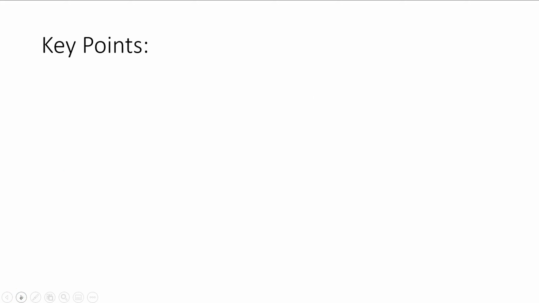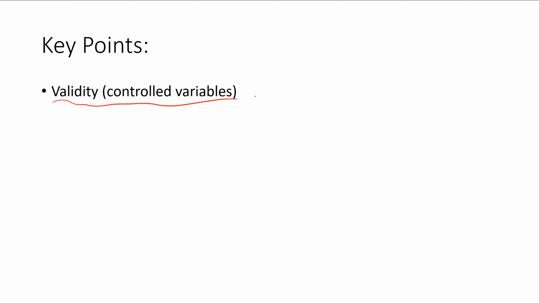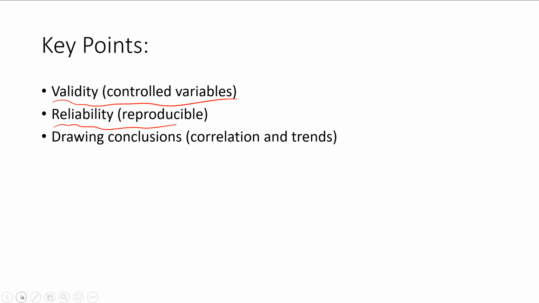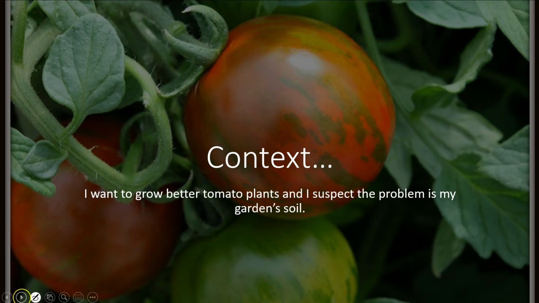All right. But in this particular video, we're going to talk about validity, which is essentially having controlled variables, reliability, which means the results of your investigation would be reproducible and getting the same result. And then how can you look at some data and draw some correlations, draw some conclusions, identify trends, etc. That is going to be the primary focus of this video.